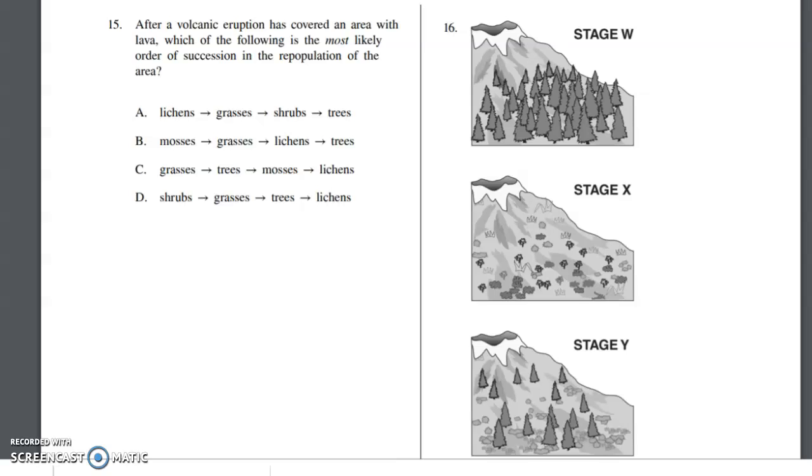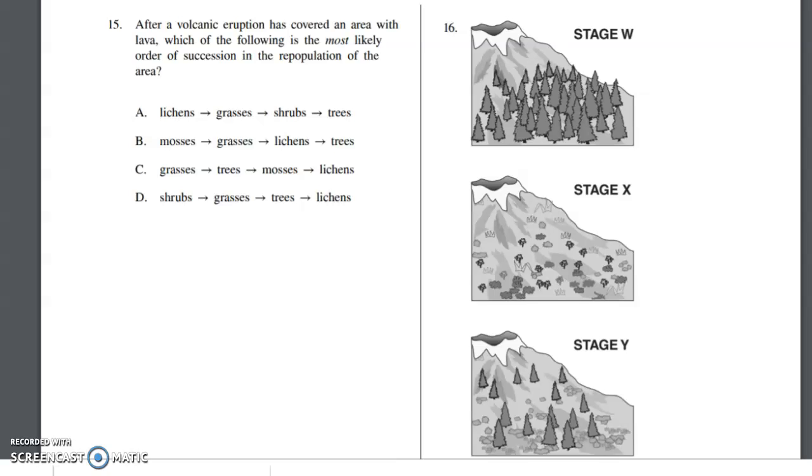Number 15 says after a volcanic eruption has covered an area with lava, which of the following is the most likely order of succession in repopulation of the area? And so if we have a lava flow that's cooled and hardened into rock, fresh rock, there has never been life on that rock before because that rock wasn't there before. So there's never been life there. It's the first time there's life, so that is primary succession.